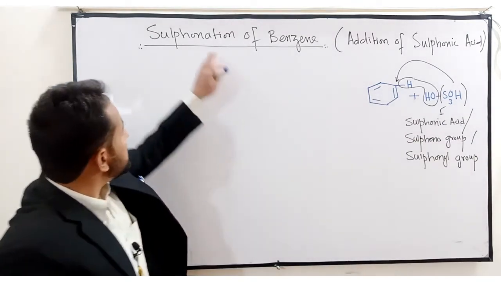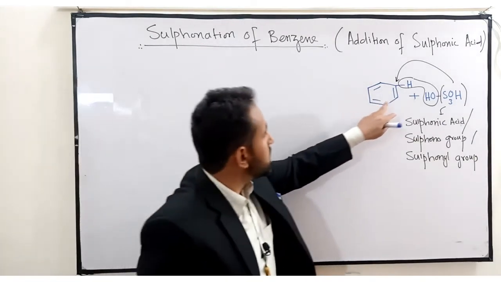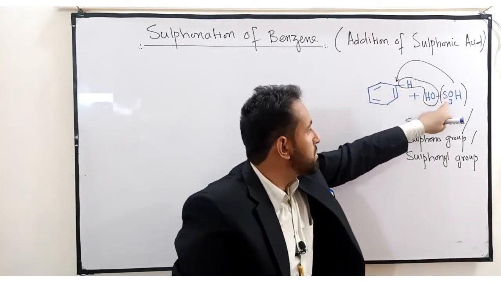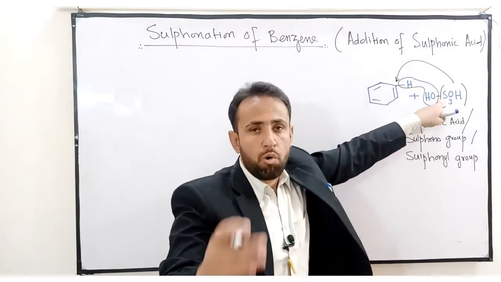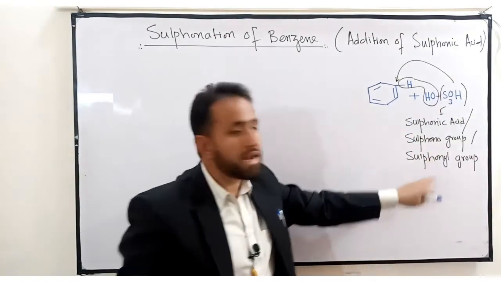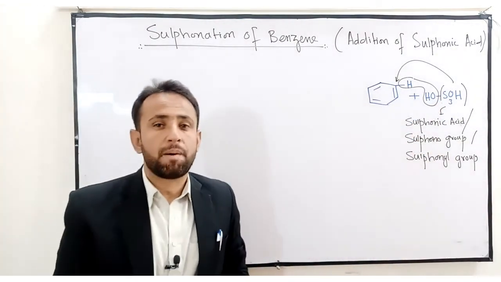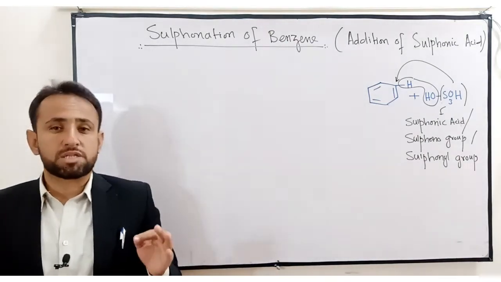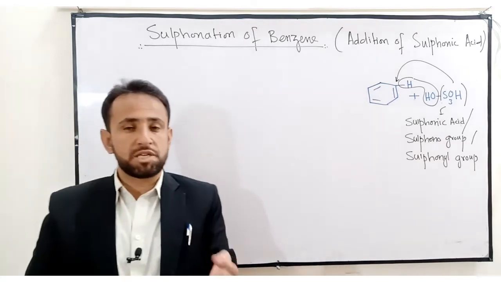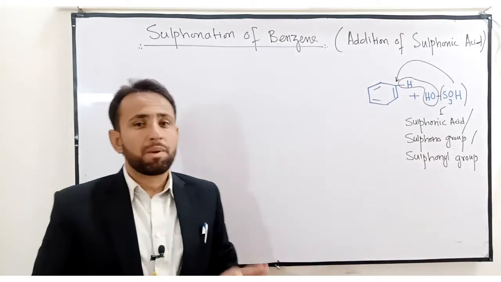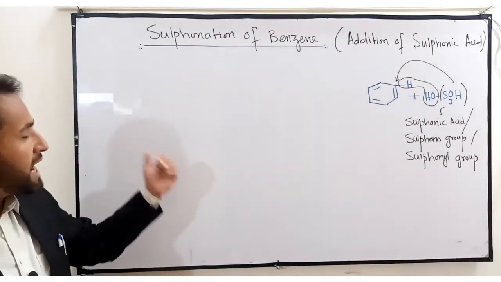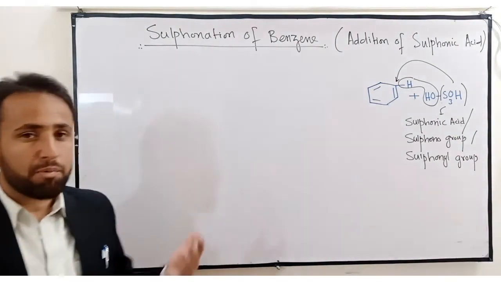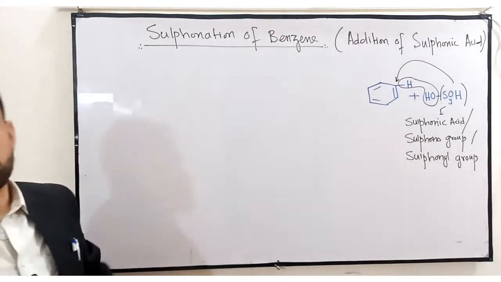So what does sulfonation mean? It means the replacement of a hydrogen atom of benzene with the help of a sulfonic acid group, or sulfono group, or sulfonyl group, in the presence of a catalyst which is concentrated sulfuric acid, by applying a temperature of almost 80 degrees centigrade, to form the final product, that is benzene sulfonic acid. We will explain it through the examples.